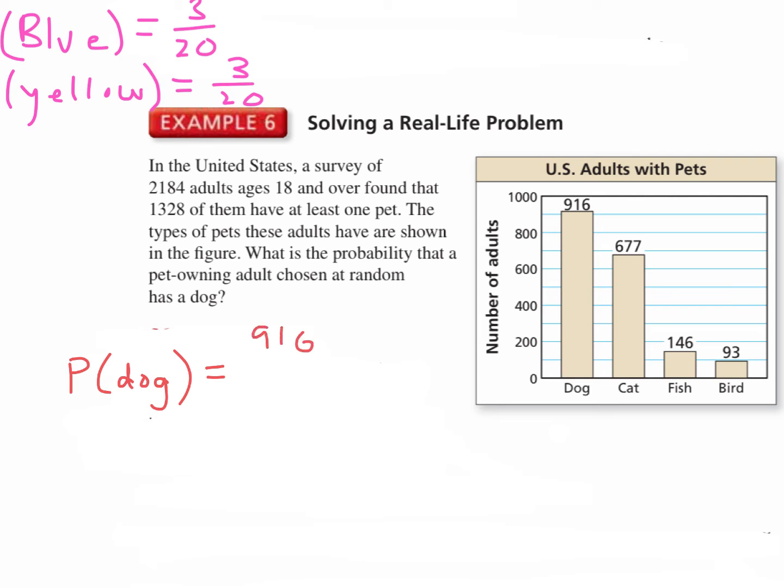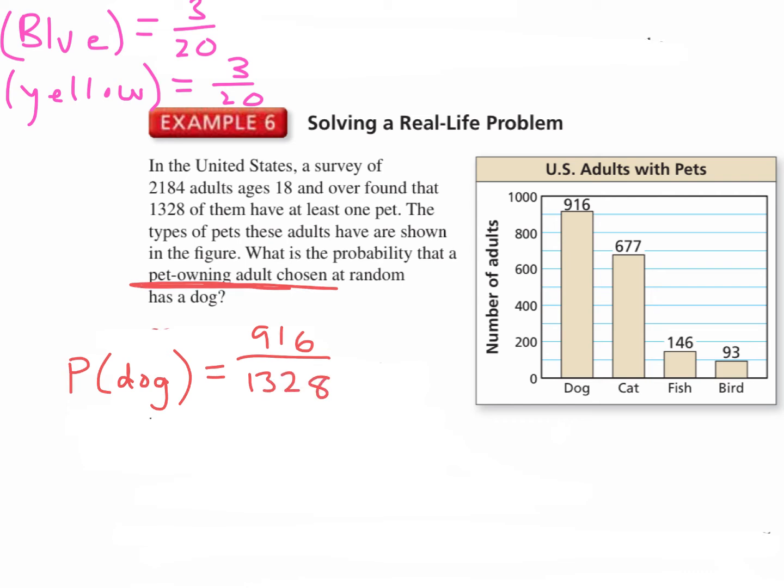916. When we do our total number at the bottom, we have to read the question and see what group we are choosing from. What is our sample space? It says, what is the probability that a pet-owning adult chosen at random has a dog? So how many pet-owning adults do we have? 1,328. Perfect.